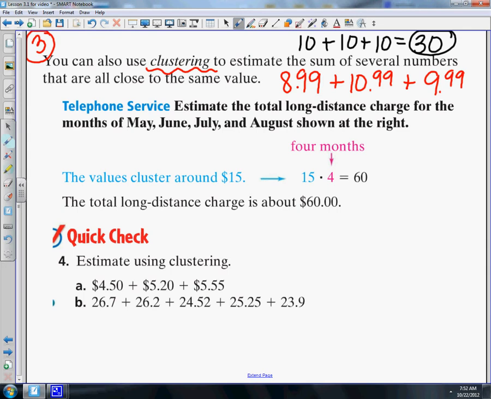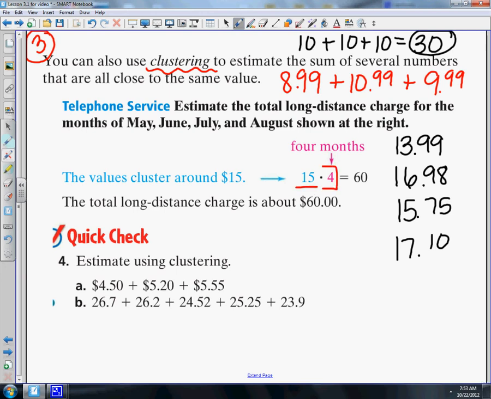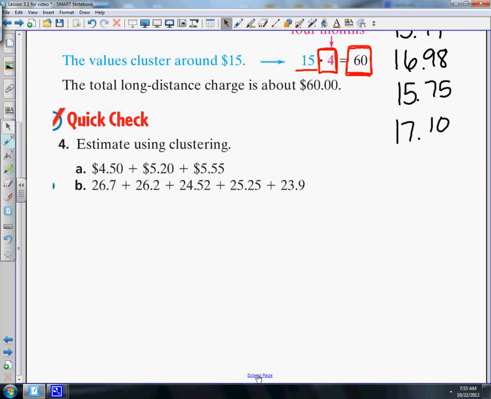Here is an example. Estimate the total long distance charge for the months of May, June, July, and August shown at the right. So there's no chart at the right, but what it is is this. One month was $13.99, one month was $16.98, one month is $15.75, and then the last month was $17.10. So what they did is they said, well, each month is about $15, and so then they did $15 times 4 months, and they got about $60 as their answer. So try these 2, and then push pause, and we'll come back.